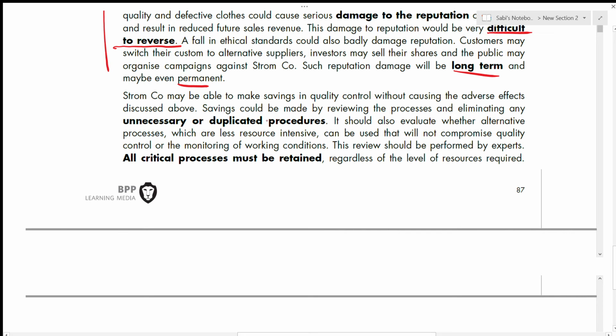Savings could be made by reviewing the process and eliminating any unnecessary or duplicated procedure. Now they are telling you how to reduce the negative impact. Because of reducing quality control, you are having some cost risk. How you can eliminate that risk? This paragraph is talking about how to eliminate that risk, how to reduce the negative impact of the risk.